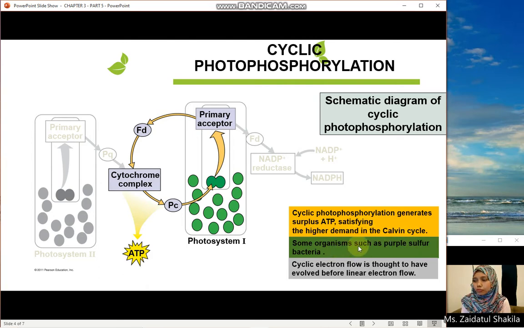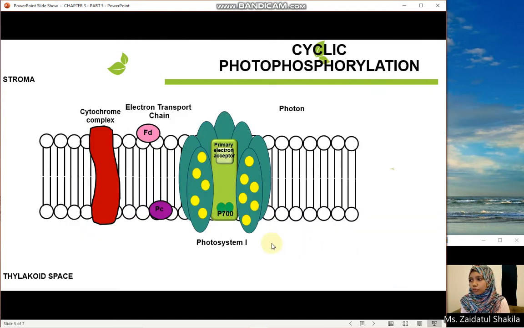Some organisms, for example purple sulfur bacteria, use this photophosphorylation to produce ATP and to produce food. Cyclic electron flow is thought to have evolved before linear electron flow. Linear electron flow refers to the non-cyclic photophosphorylation. So let's see the process involved in cyclic photophosphorylation.